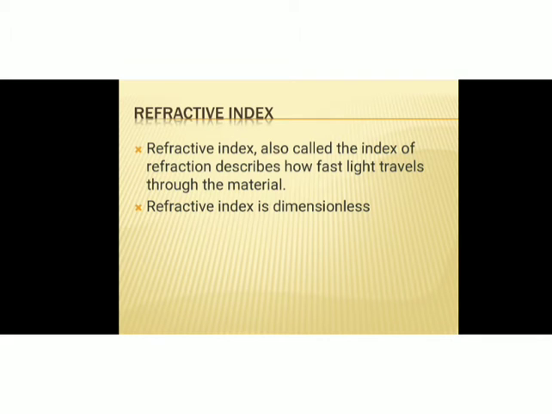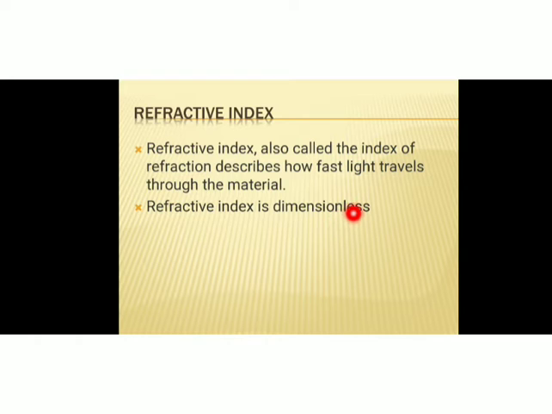So we had discussed refractive index, but we haven't studied the definition of refractive index. Here in this slide you can see the definition. Refractive index, also called the index of refraction, describes how fast light travels through the material. Also, refractive index helps us understand how much the light ray will deviate when it passes from one medium to a second medium. And refractive index is a dimensionless quantity.